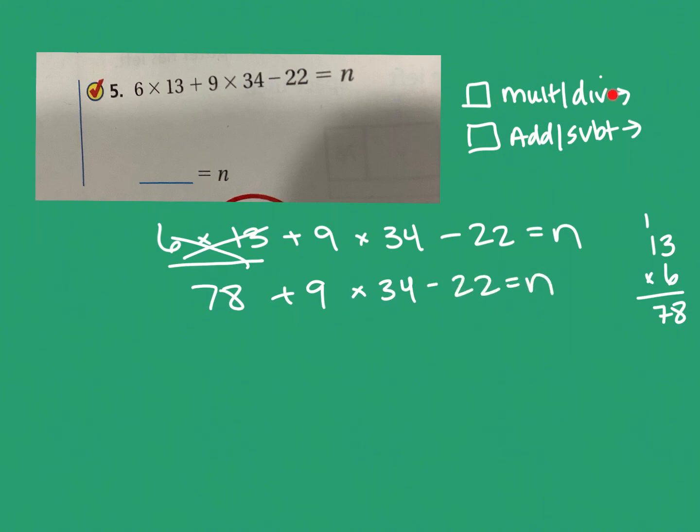And now I will check for any more multiplication or division starting here and going across. Nope, that's addition, keep going. And oh, hello, 9 times 34 is multiplication. I'd like to have my multiple digit number on top. I want the 34 on top and then the 9 on bottom, and I'm allowed to do 34 times 9 in place of 9 times 34 because of, yes, the commutative property of multiplication. Oopsie, wrong number there.